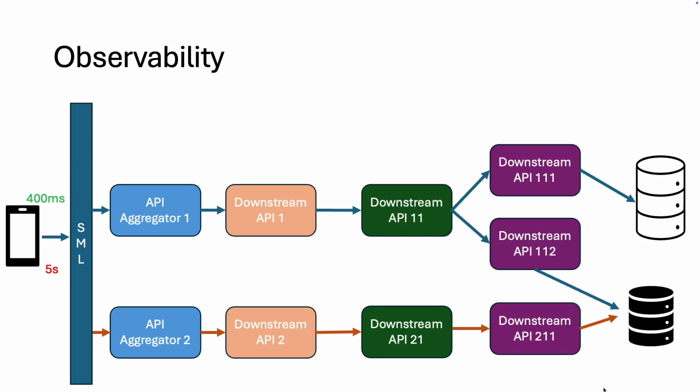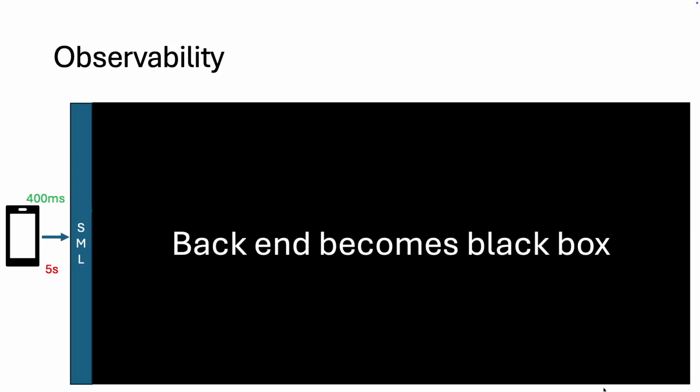Where do you pinpoint the problem? Is the problem between the service mediation layer and the API aggregator? Or is it between the API aggregator and the downstream API? Or is it between downstream API 11 and 111? Or is it between 111 and the database? It could be anywhere. You really won't be able to pinpoint where the problem is if you are using simple Firebase Crashlytics or user analytics. With those systems, your whole backend becomes a black box.